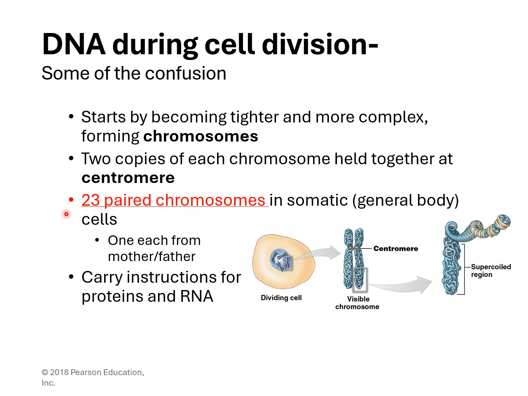That's important: 23 paired chromosomes in somatic or general body cells. 23 pairs means there are 46 total chromosomes. 46 chromosomes means you have 46 strands of DNA. So if that made sense to you, carry on to the next slide. If it did not make sense, how 23 pairs of chromosomes equals 46 single chromosomes, and those 46 single chromosomes are single strands of DNA that just happen to be supercoiled around one another.